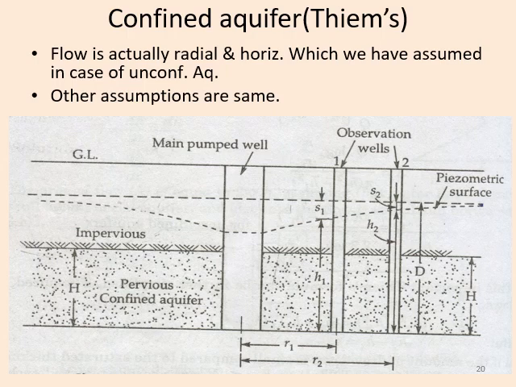So here is the main pumped well, same. Observation well 1 is at R1 with H1, and observation well 2 is at R2 with H2. Here the confined aquifer depth is denoted by capital H, and capital D is the depth from the bottommost layer to the piezometric surface.